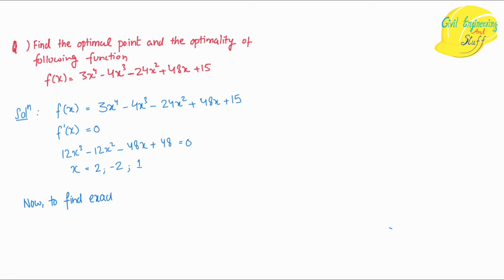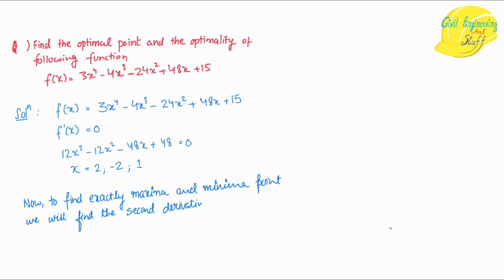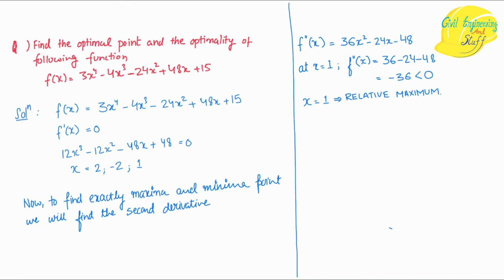To find the exact maximum and minimum points, we'll find the second derivative, and in that second derivative we'll put the respective values to see if the point is a relative maximum or relative minimum. The second derivative is 36x square minus 24x minus 48. Putting x equal to 1, the value is minus 36, a finite number less than 0. So x equal to 1 is a relative maximum point.